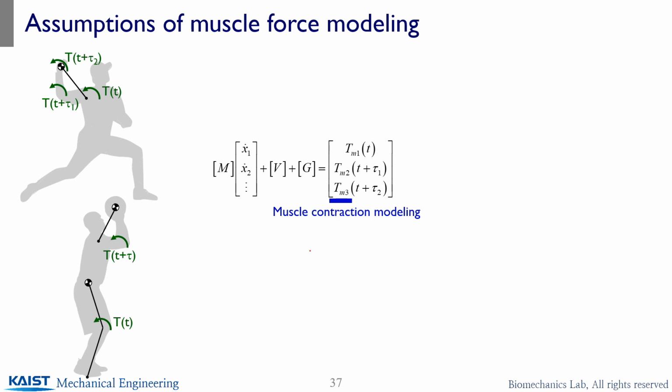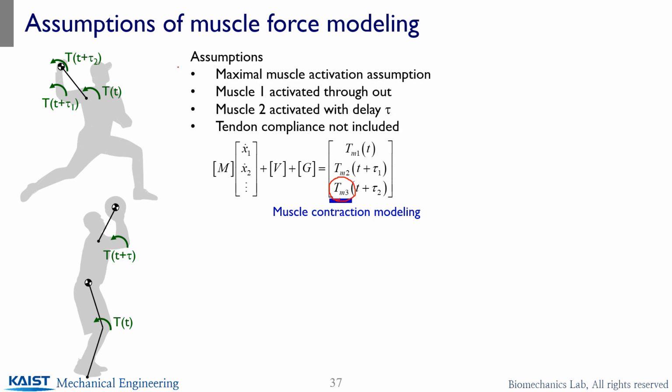Okay, so to model these joint torques, we could call it muscle modeling, the Hill model. Before that, we are going to make some assumptions. The muscle activation has a maximum, so A equals 1, with no dynamics for A. And muscle 1 is activated throughout. What that means is, if muscle 1 is activated and deactivated, and the second one is activated and deactivated with the tau delay, no, the first one will just stay on throughout the motion. That's what we assumed here.